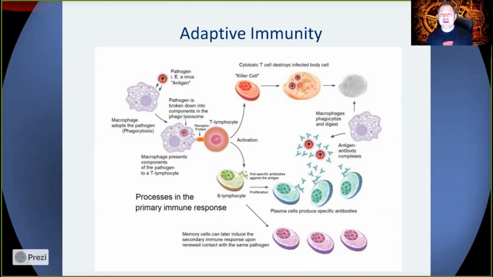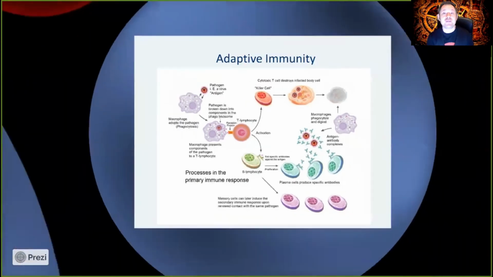I should mention that these helper T cells are what are destroyed by a disease known as HIV. So HIV can destroy your helper T cells, and with those destroyed, you end up with an immune system that cannot be regulated and therefore becomes extremely vulnerable to any type of infection.